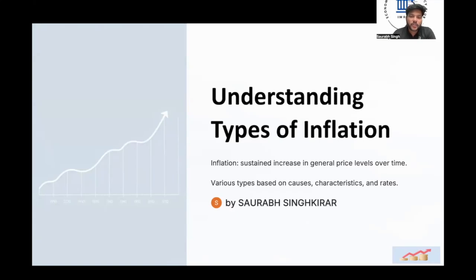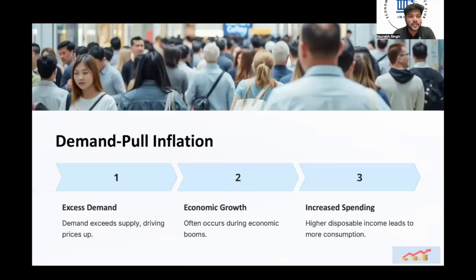Hello everyone. So today we are going to discuss the types of inflation that prevail in an economy. There are many kinds of inflation that happen at certain times in an economy. So we'll start with demand pull inflation.